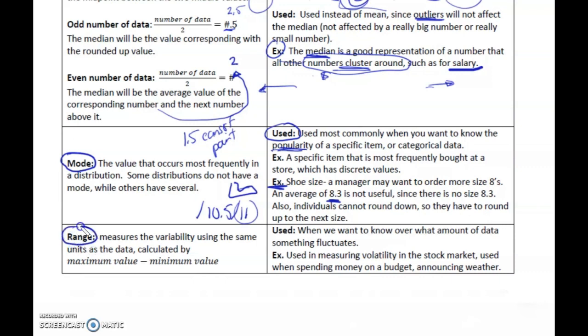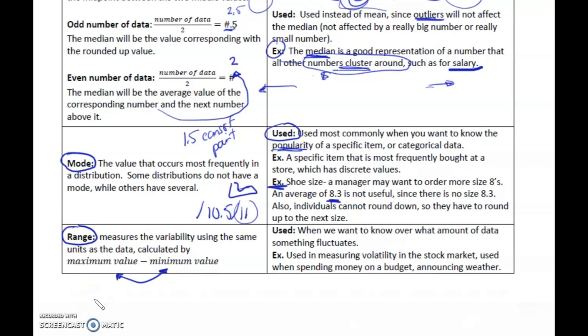The last one is range. This is not a measure of central tendency. Measures of central tendency are specifically mean, median, and mode. But range gives the measure of variability of the data. What we do is we take the maximum value, subtract the minimum value, and we see how many values our data falls over.